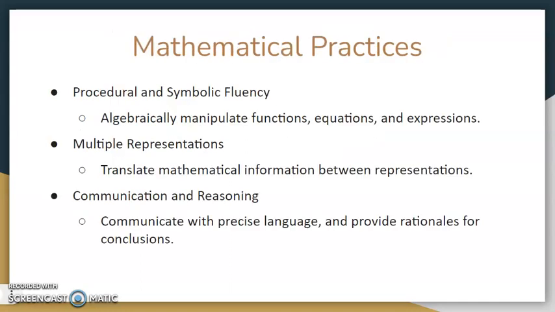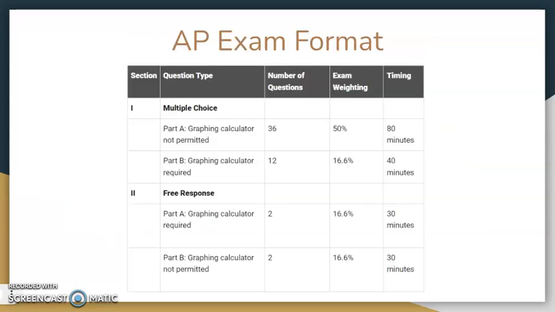The mathematical practices that the College Board is instilling in the course curriculum are procedural and symbolic fluency, which means that students will be able to algebraically manipulate functions, equations, and expressions. Multiple representations, meaning that students will be able to move back and forth between graphical, algebraic, and tabular representations of functions. And then this is new for many of the students, but they will have to be able to communicate their reasoning with precise language and provide rationales for their conclusions.